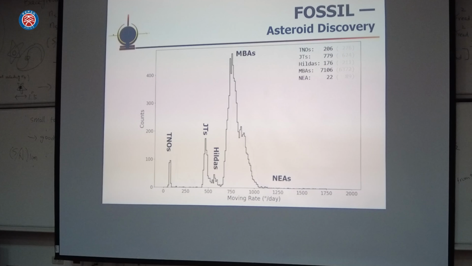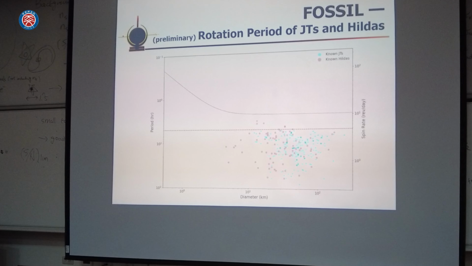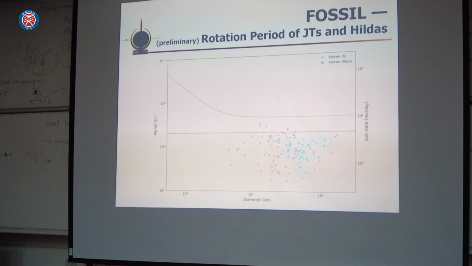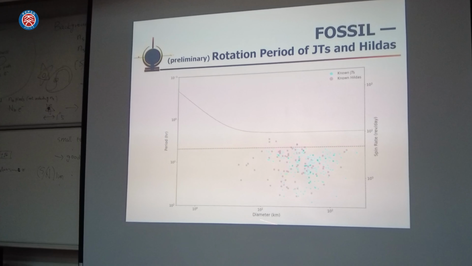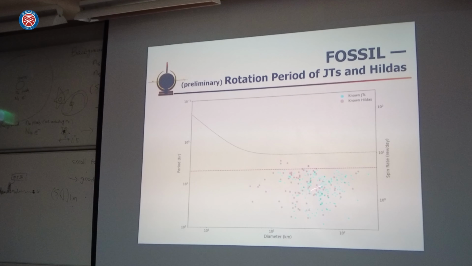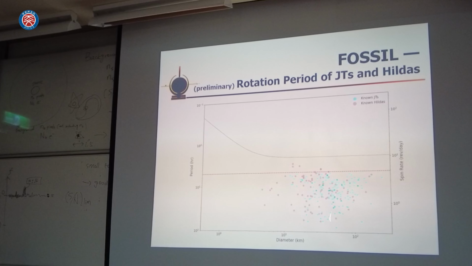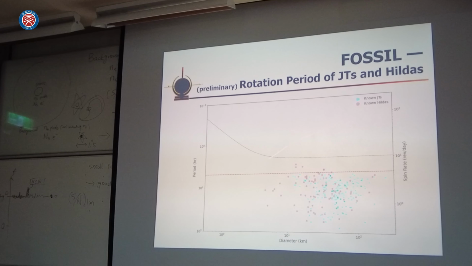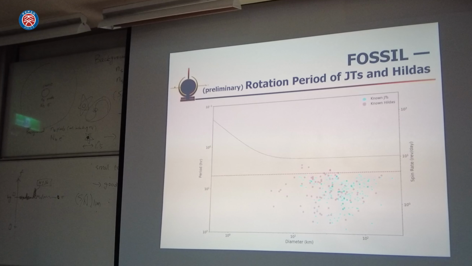So with the light curves we obtained, here is the preliminary result for the rotation period for Jupiter Trojans and Hildas. So this diagram just shows you the diameter and period again. And the blue one is the known Jupiter Trojans with rotation period. And the red one, pink one, is the known Hildas with rotation period.